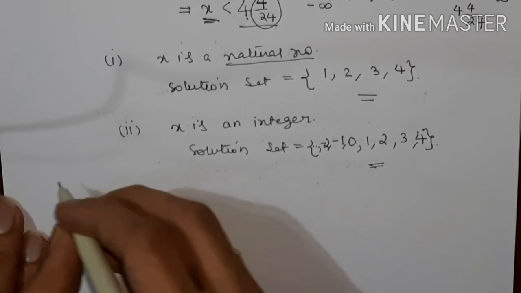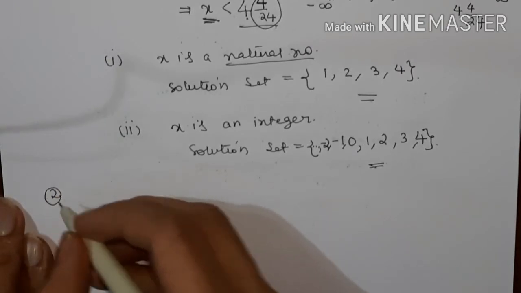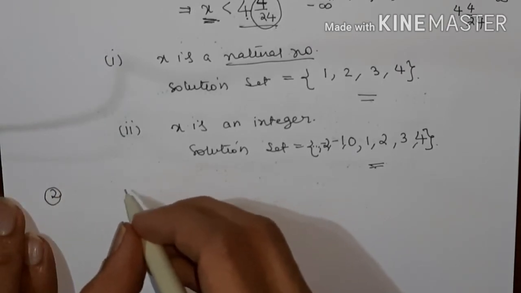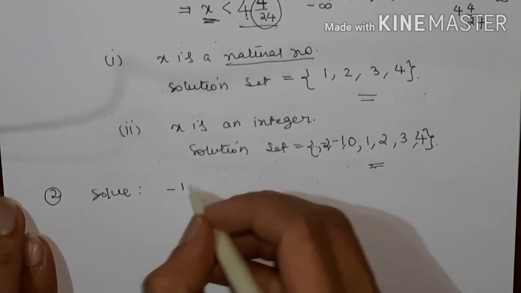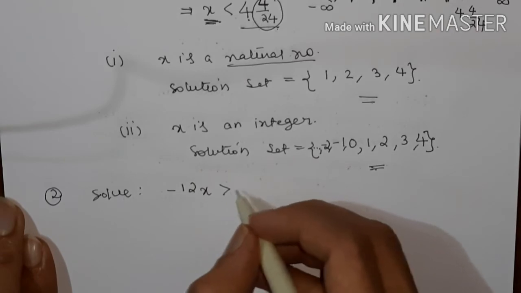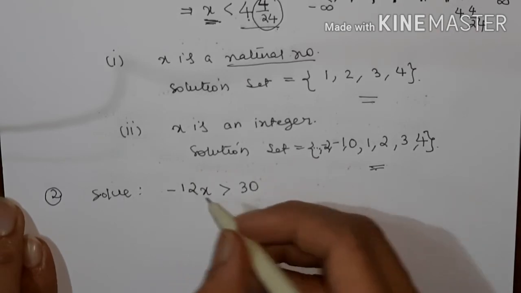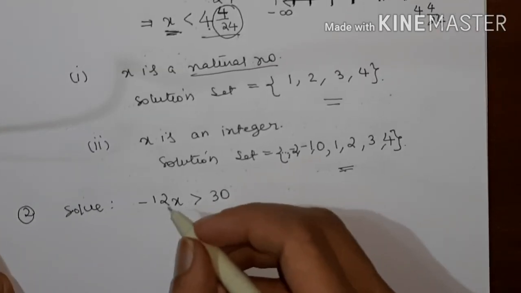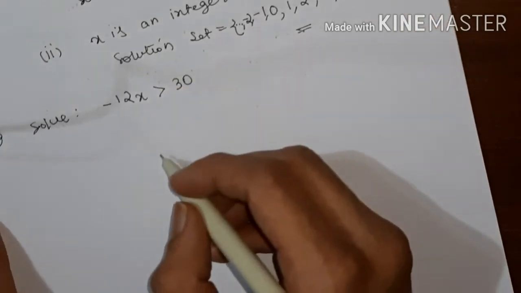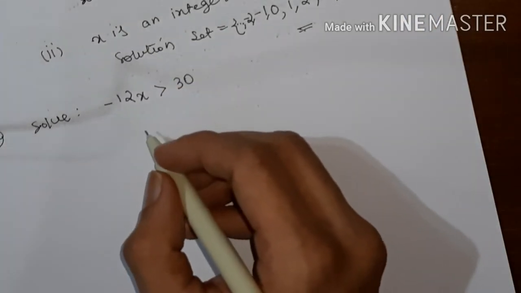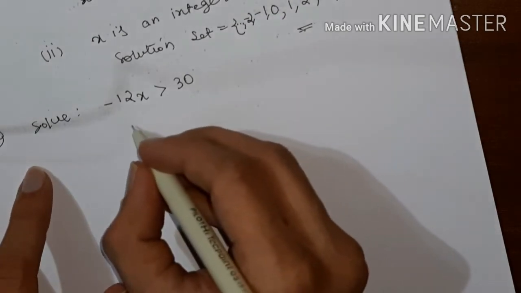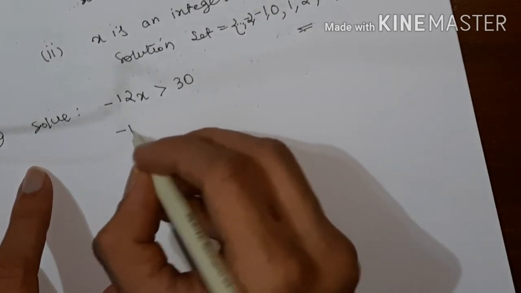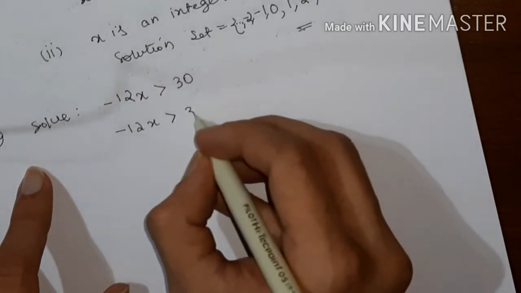So that is the first question. Now let us look at the second. The second question is: solve minus 12x greater than 30. What we'll do is first solve for x here, and then answer the first and the second sub questions. So minus 12x greater than 30 means what?